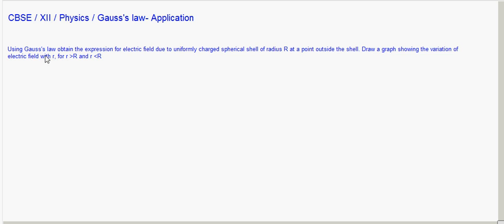So using Gauss law, obtain the expression for electric field due to uniformly charged spherical shell of radius r at a point outside the shell. Draw a graph showing the variation of electric field with r for r greater than R and r less than R. We will see the solution.